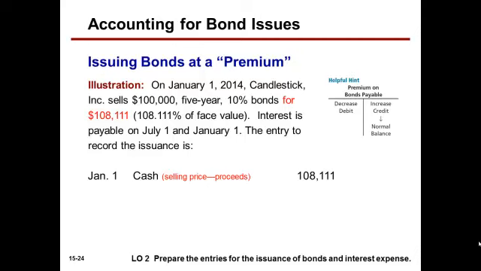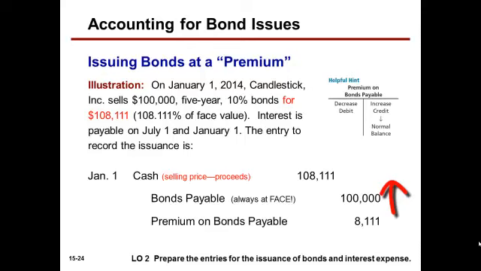We sell the bonds for $108,111, debit cash, increasing it, the proceeds of the bond issue. Credit bonds payable, always at face value, $100,000. The credit increases the bonds payable account. And to make the entry balanced, we need an additional credit entry, and we'll make that to an account called Premium on Bonds Payable, $8,111. We have a balanced entry here.